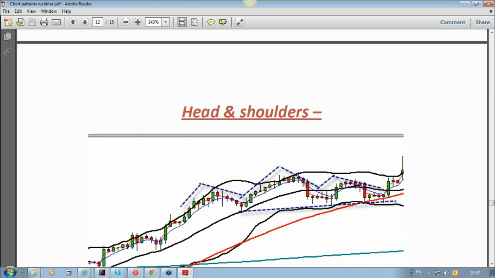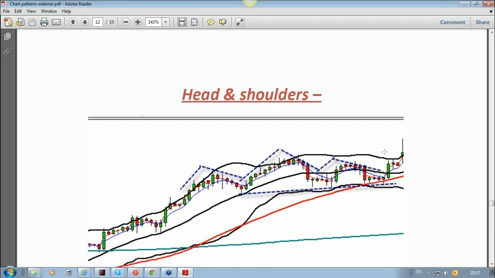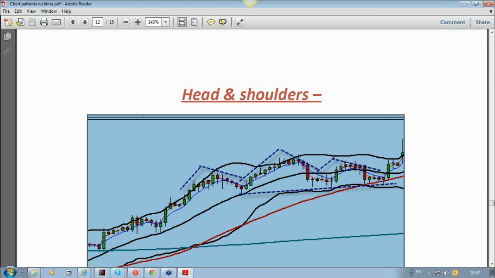Okay, logical, simple. Classical analysis says look for the break. By the way, between the shoulders there is a neckline. Classical analysis says look for the break, for a retest, and sell. Stop above the shoulder, target the depth of the head.